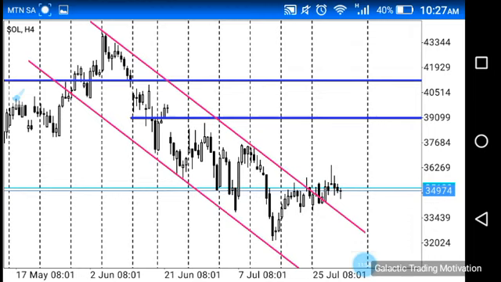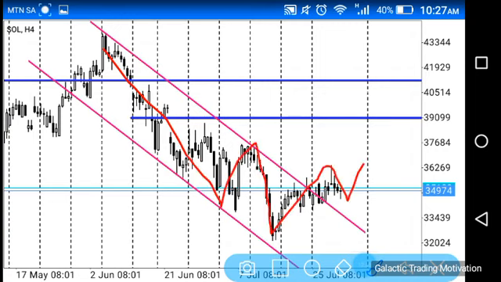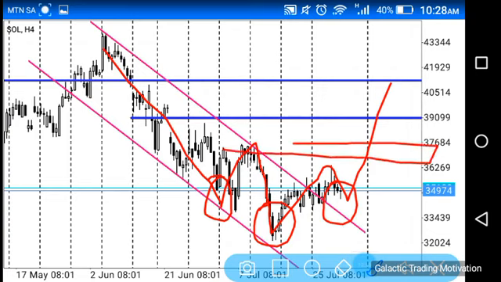So here we are on the H4 chart. What do we see on the H4 chart? Is there anything interesting? So price seems to be forming a head and shoulders pattern in this region, with this being the left hand shoulder, this being the head, and this being the right hand shoulder. And the neckline should be somewhere in this region over here.